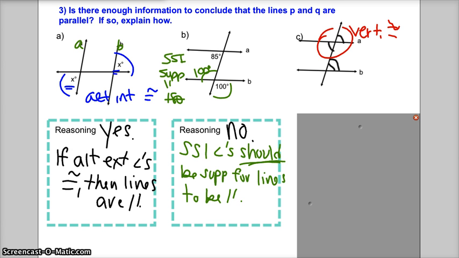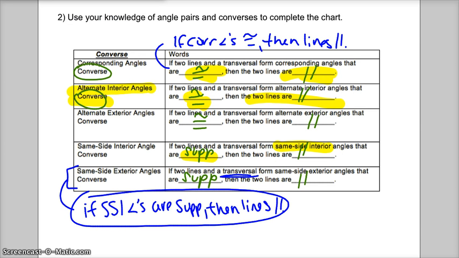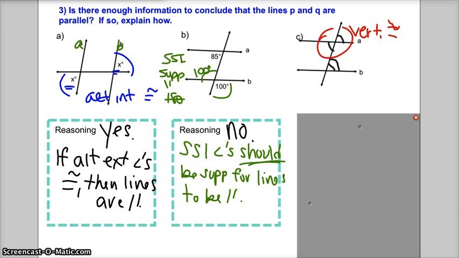The answer is no. Vertical angles are only created by two intersecting lines. If you go back and read all of these words, it says if two lines and a transversal form. Even though that is very wordy, it's what's needed to understand why vertical angles aren't enough.